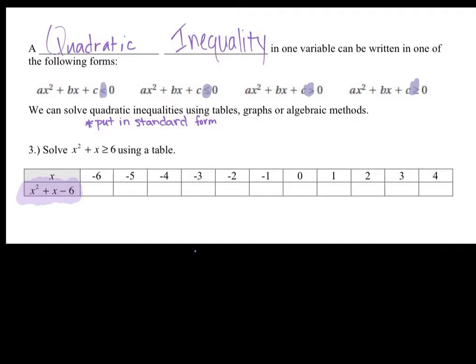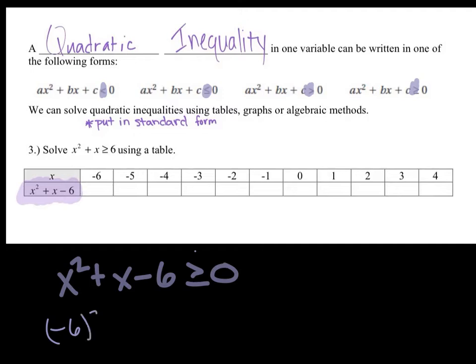So the first one is using a table. So if we put our equation in standard form, we get x squared plus x minus 6 is greater than or equal to 0. So all we want to do is plug in each one of these x values and see what we get for y. So again, sort of periodically treating it as an equation. But when we plug these in, so like we would plug in negative 6 squared plus negative 6 minus 6, what does it equal? 24.